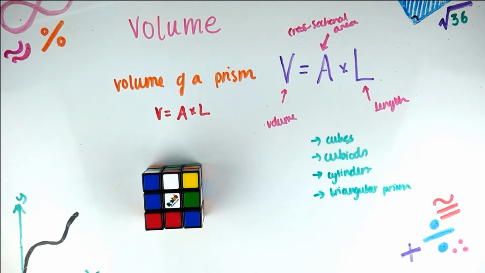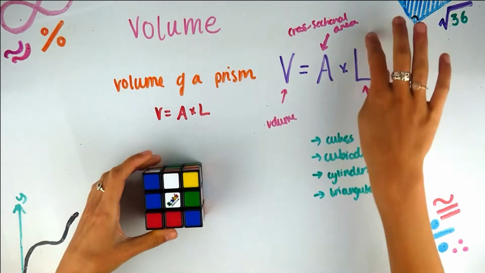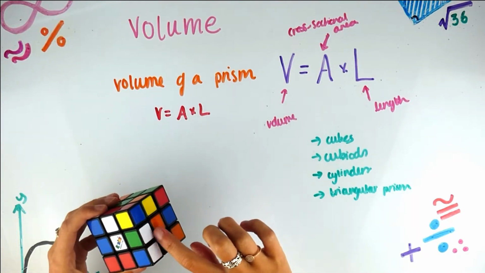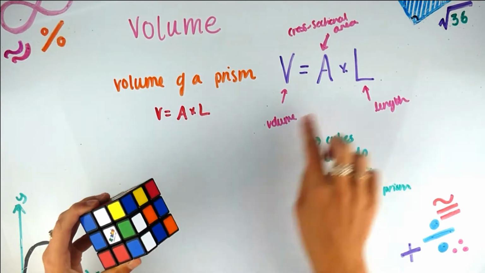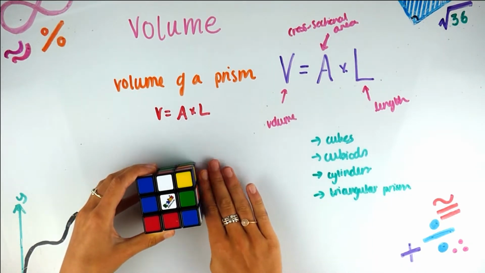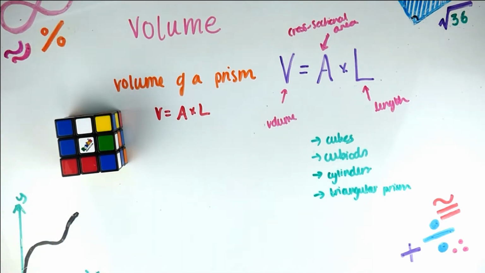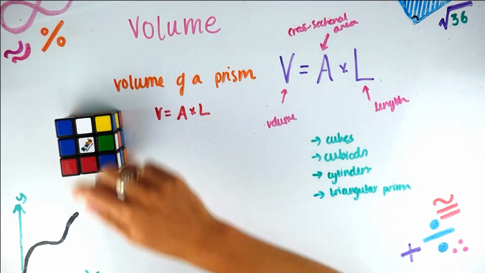So the way I think of this making sense is I think of having this square here, the cross-sectional area, and then having loads and loads of them, so the length of them, to make the whole shape. So say I've got one and then I multiply them up by many. So first of all, we need to take some measurements. So to work out the cross-sectional area, I need this multiplied by this length.